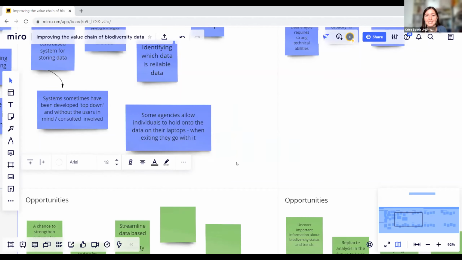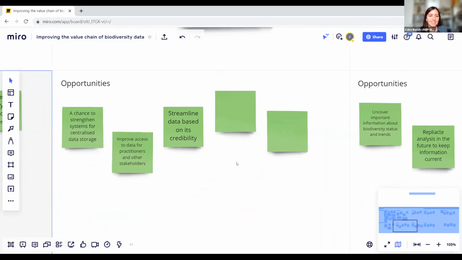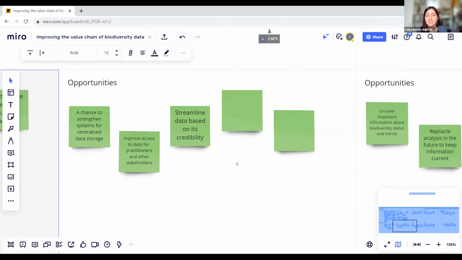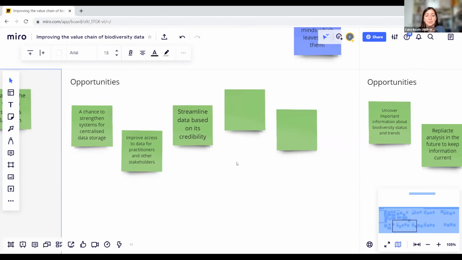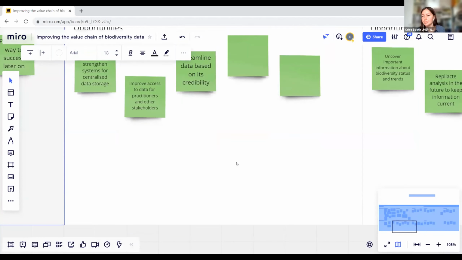That's great. Okay, so our main opportunities here. It's a chance to strengthen systems for centralized data storage, and clearly an important consideration here is to make sure that storage system meets the needs of the users who will be accessing that data. It will also improve access to data for practitioners and other stakeholders. This is a point that is consistent throughout. Ultimately, the end game is to improve access to the data.